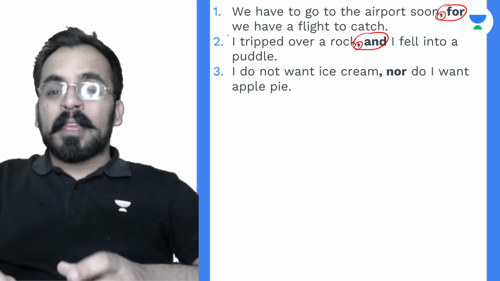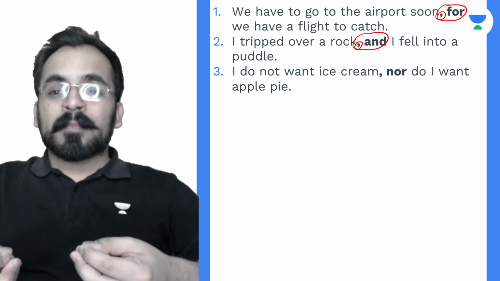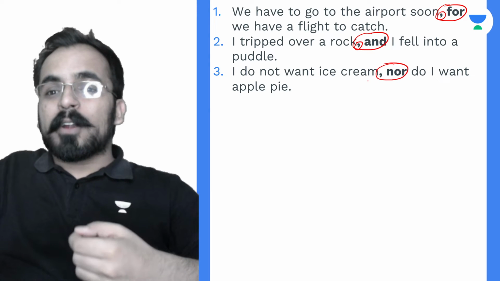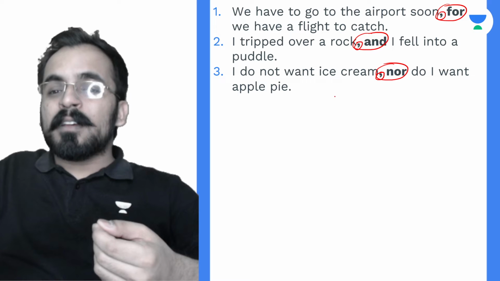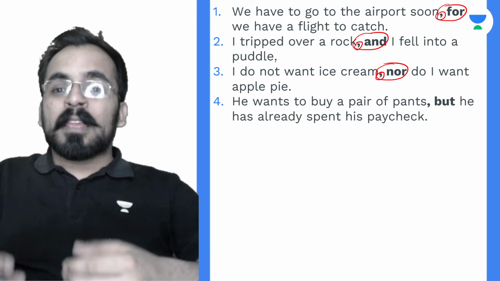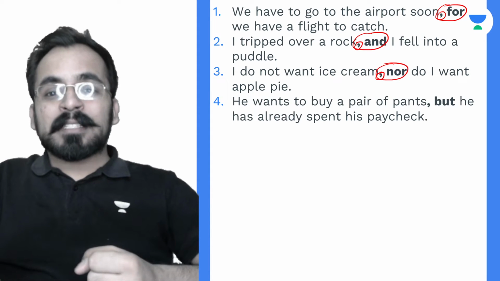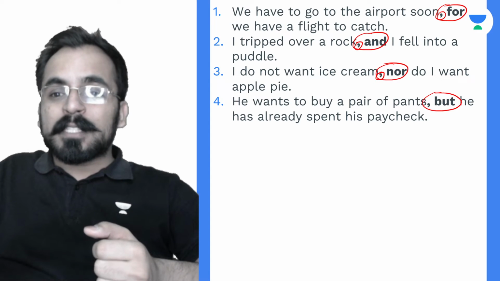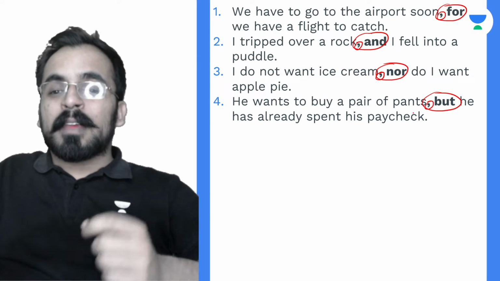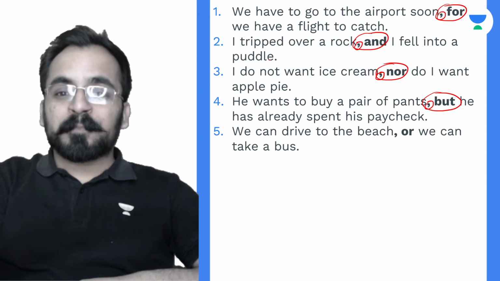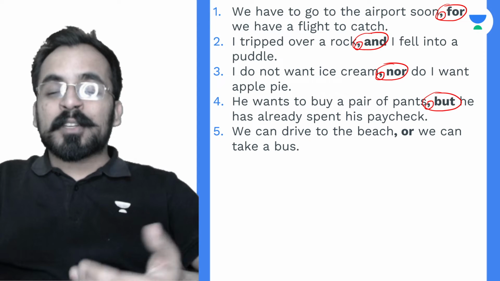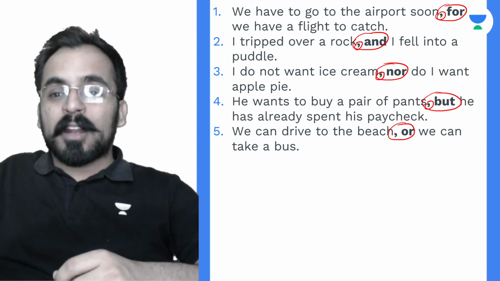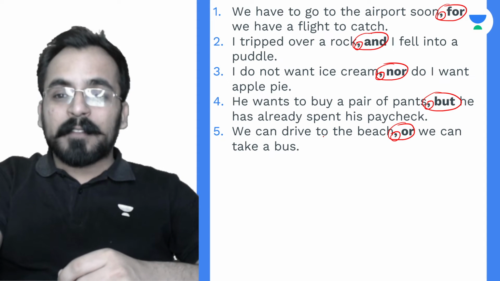as well. I do not want ice cream. I do not want apple pie. So you are joining both of them using the coordinating conjunction nor with a comma in front of it. He wants to buy a pair of pants. He has already spent his paycheck. So you are joining both of them using the coordinating conjunction but and a comma in front of it. We can drive to the beach. We can take a bus. So you are joining them using the coordinating conjunction or, again with a comma in front of it.